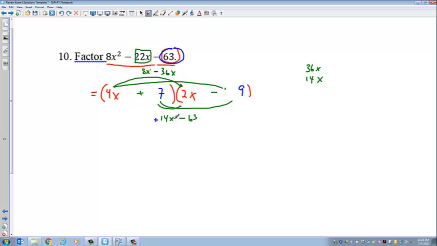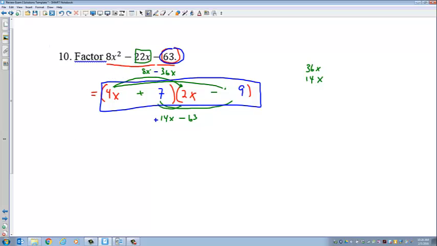Right? So plus 14x. Right? So make sure you check your work, because it's easy to get the signs wrong. So negative 36x plus 14x is now a negative 22x. Right? So this would be my answer.